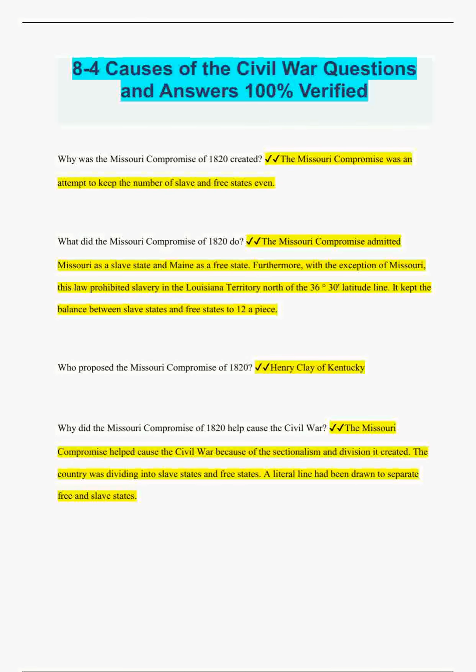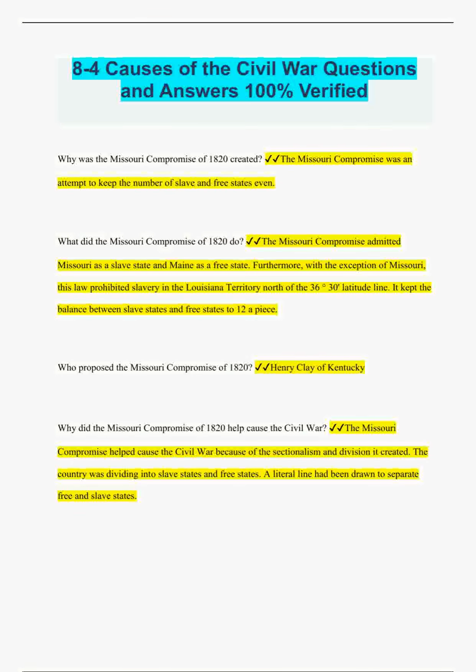Furthermore, with the exception of Missouri, this law prohibited slavery in the Louisiana Territory north of the 36°30' latitude line. It kept the balance between slave states and free states to 12 apiece. Who proposed the Missouri Compromise of 1820? Henry Clay of Kentucky.